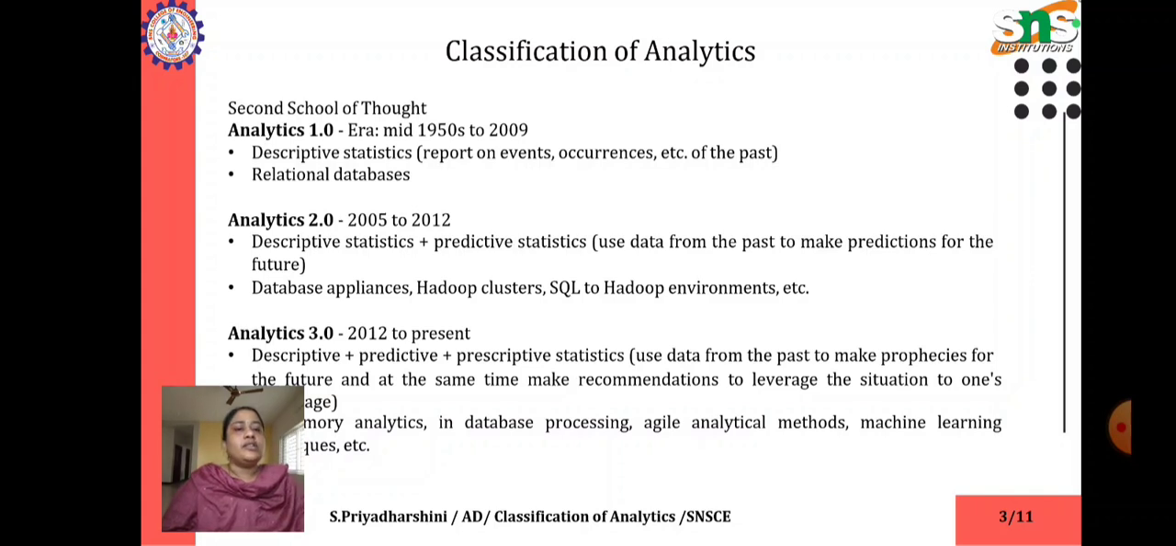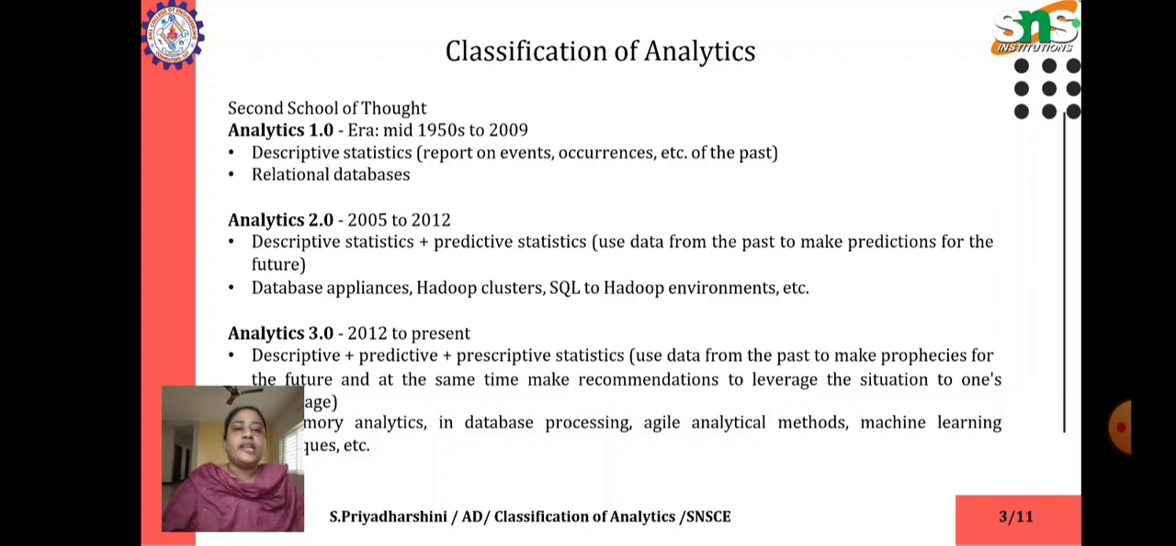Analytics 2.0 uses descriptive statistics plus predictive statistics. So this uses data from the past to make predictions for the future. When we speak about analytics 3.0, this uses predictive, prescriptive and descriptive statistics. So it uses data from the past to make prophecies for the future, and at the same time it makes recommendations to leverage the situation to one's own advantage.